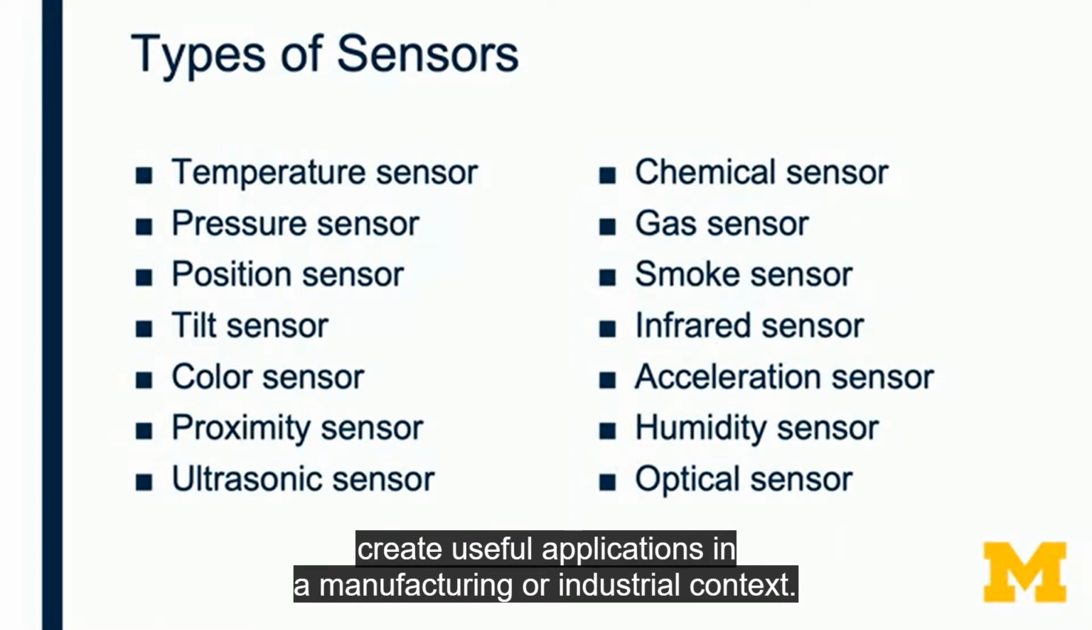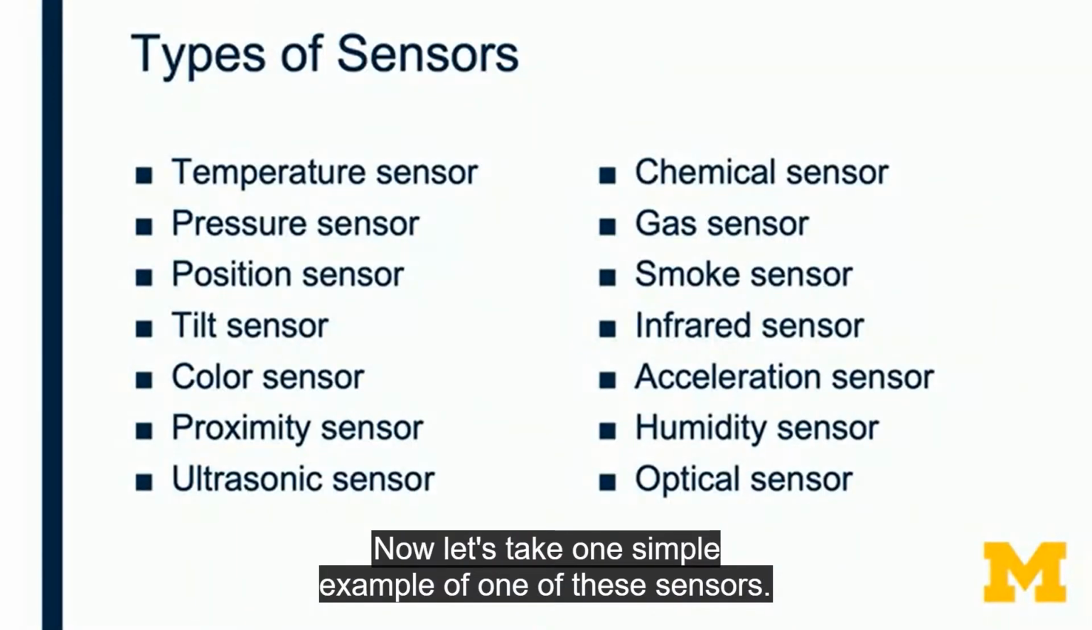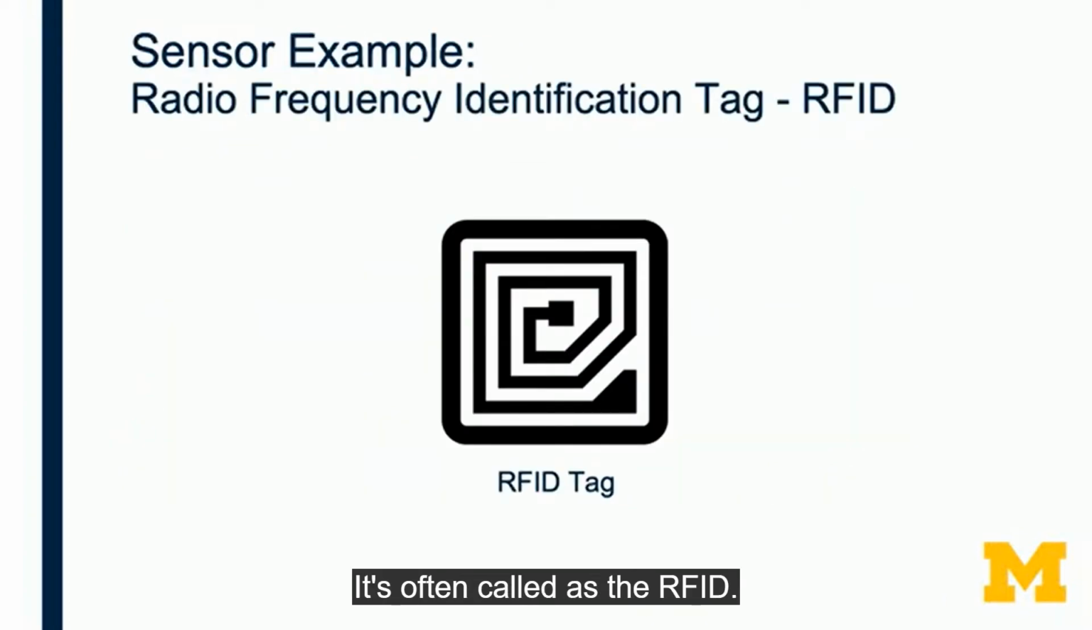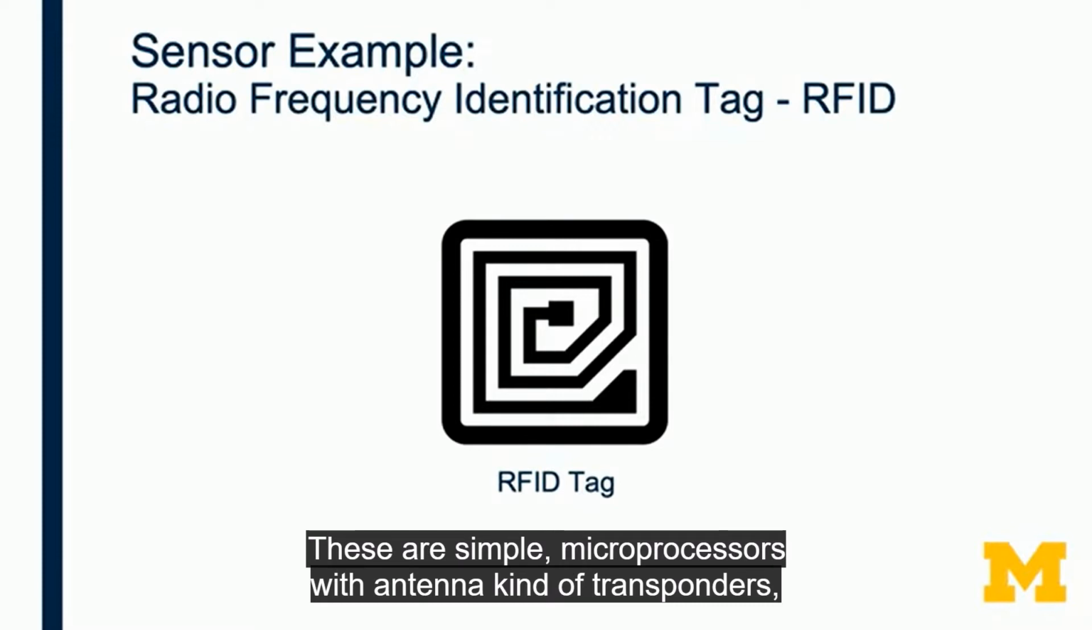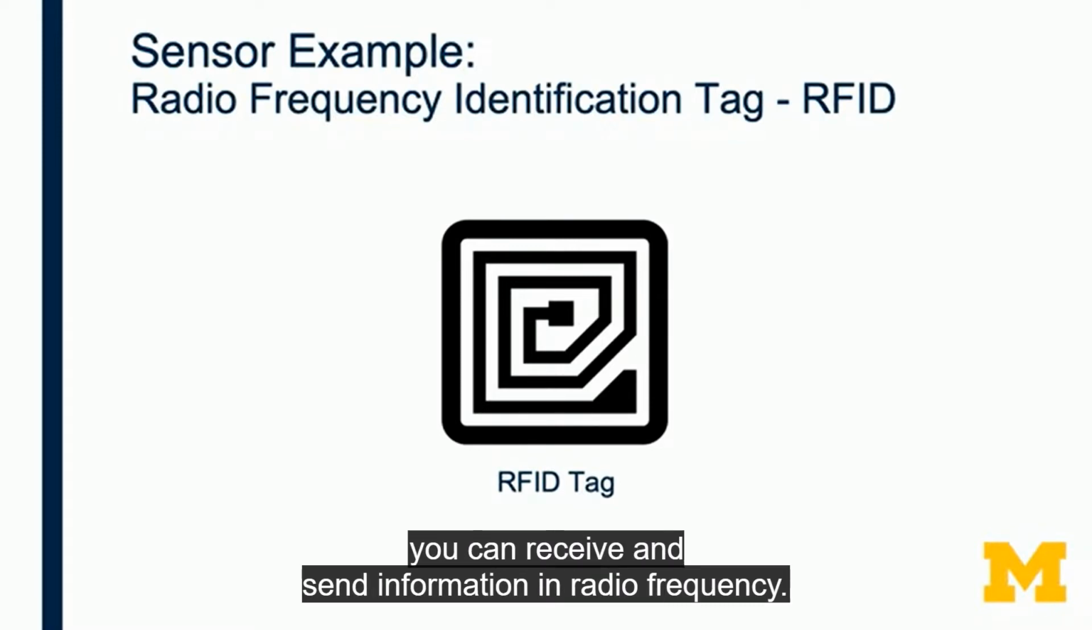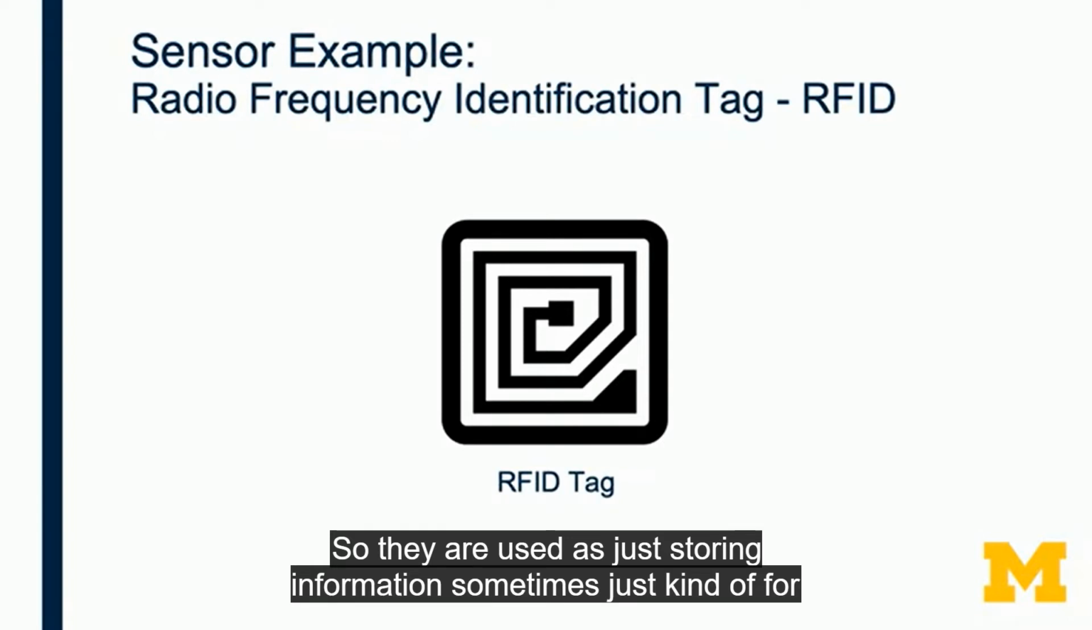Let's take one simple example of one of these sensors. It's often called the RFID. You might have heard this term RFID. The full form is radio frequency identification tag. And these are simple microprocessors with an antenna, kind of transponders. They can receive and send information in radio frequency. So they are used for storing information, sometimes just for identification purposes.